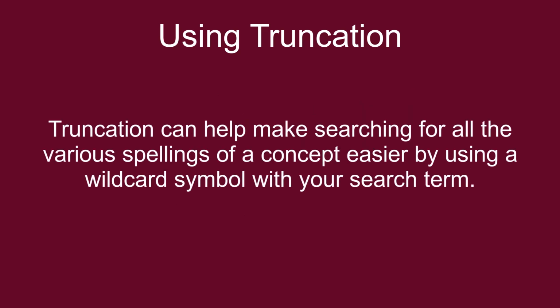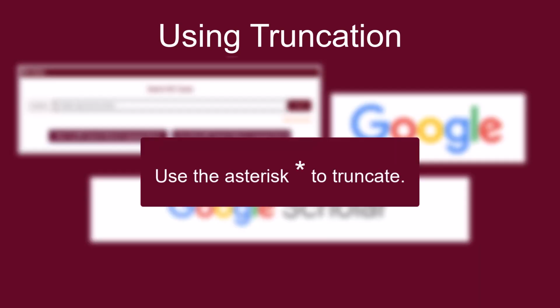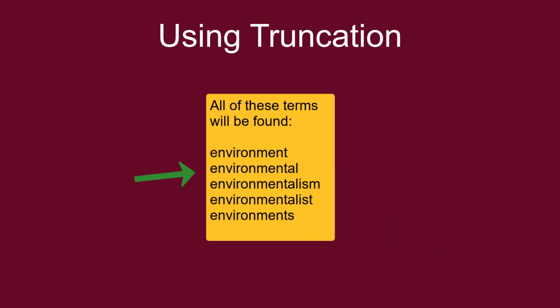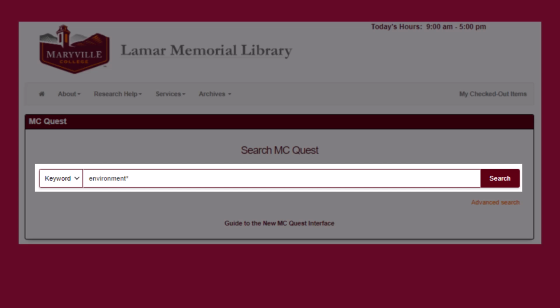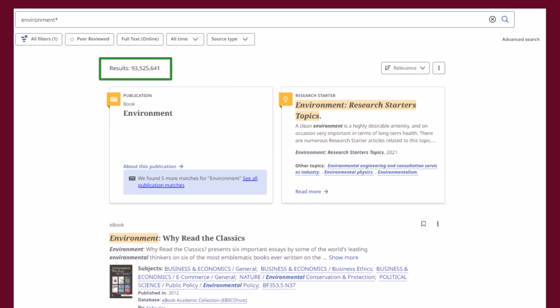Truncation can help make searching for all the various spellings of the concept easier by using a wildcard symbol with your term. Most search engines and databases, including MCQuest, Google, and Google Scholar, use the asterisk. On your keyboard, it's the Shift key plus the 8 key. Truncation is really easy. To search for all the words like environmental, environmentalism, environmentalist, environments, you simply enter environment with the asterisk. Notice truncating will broaden your search and increase your results because you are searching for multiple terms.